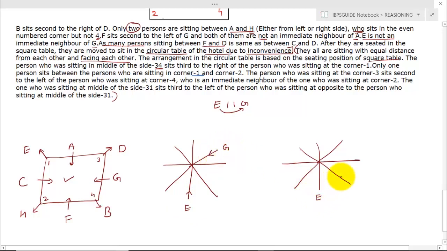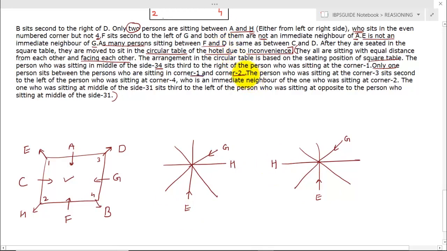Now in the same case here, 1 2 3, G at this position and facing inside, okay, clear, no doubt. Now he's saying only one person sits between corner 1 and corner 2. Corner 1 and corner 2 means E and H. So if E is here, one gap, H at this position; E, one gap, H may be at this position.